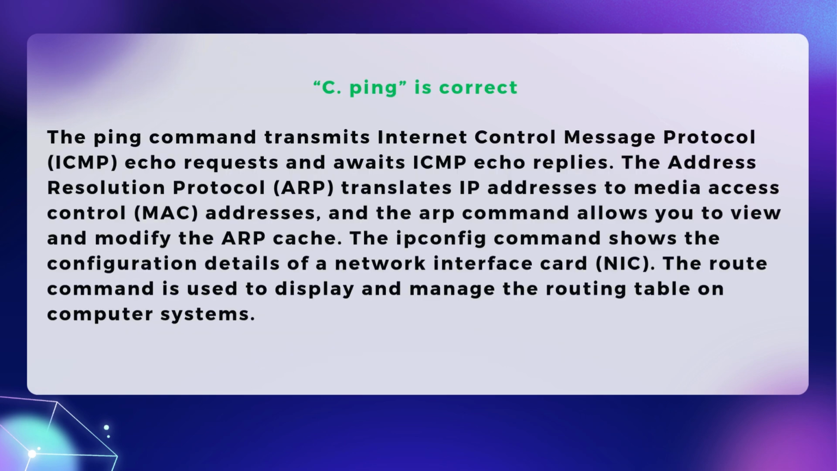The ping command transmits Internet Control Message Protocol, ICMP, echo requests and awaits ICMP echo replies. The Address Resolution Protocol, ARP, translates IP addresses to Media Access Control, MAC, addresses, and the arp command allows you to view and modify the ARP cache. The ipconfig command shows the configuration details of a network interface card, NIC. The route command is used to display and manage the routing table on computer systems.